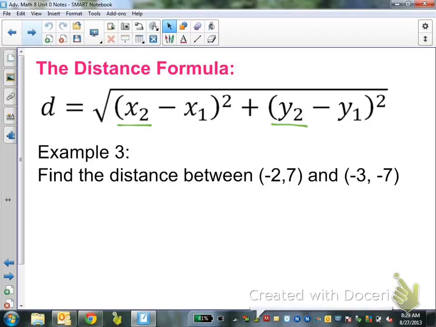So let's do example 3 together. We're going to do the y's in purple. Okay, so we want to find the distance between -2, 7 and -3, -7. So let's write it all out. First, distance equals, make a nice big square root.